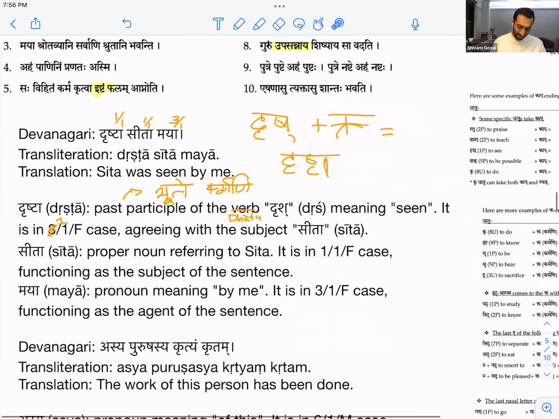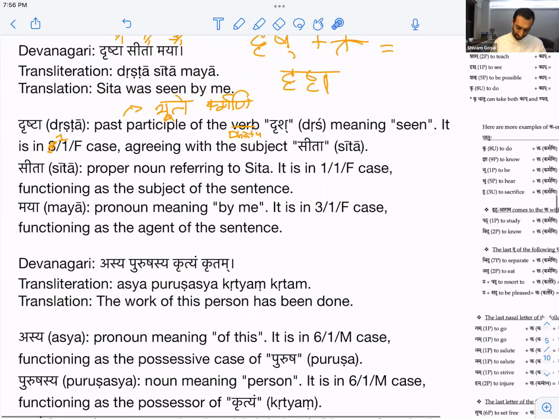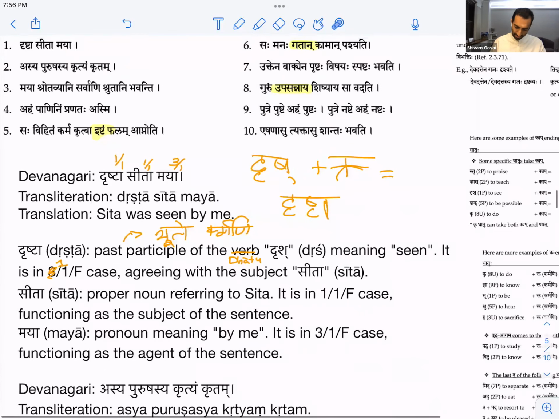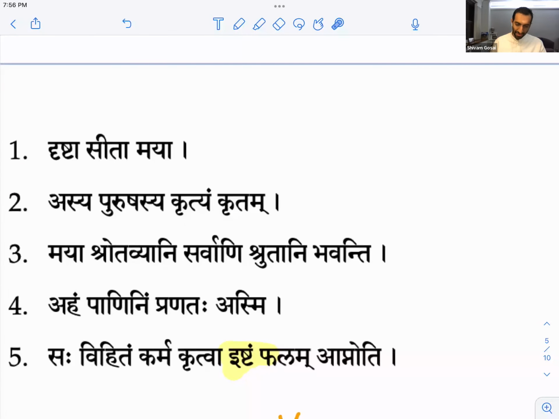Okay. Let's look at the second sentence. Let's do it without the answers first. Asya purushasya krityam kritam. Sorry. Asya purushasya krityam kritam. Okay, so this is nice.